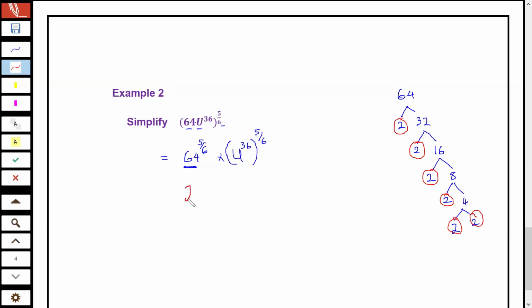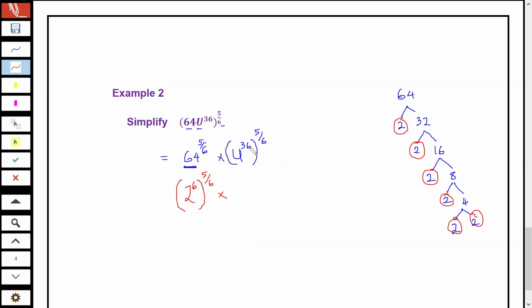Here we have 2 to the power of 6, now raised to the power of 5 over 6, times, for the second term, u to the power of 36 raised to the power of 5 over 6. According to the third law of indices, a power raised to another power, we have to multiply the powers or multiply the indices.